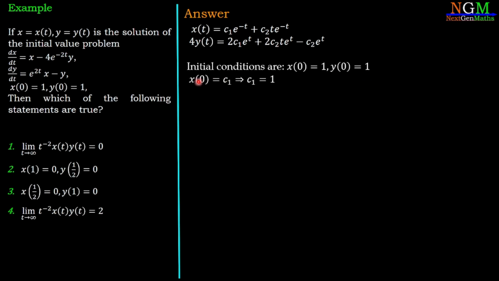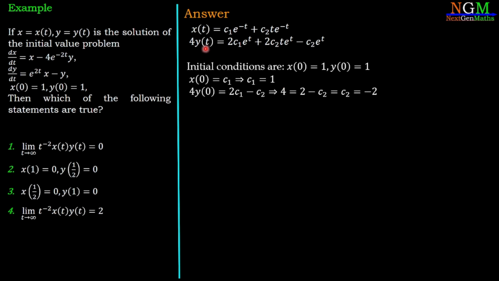Now substitute t equal to 0 in the equation of x. We have c1 e power 0 plus c2 into 0. So we have C1 only. So x of 0 equal to C1 and x of 0 is 1. So C1 equal to 1.